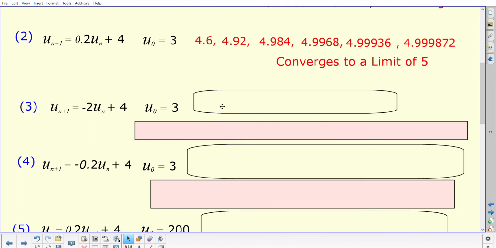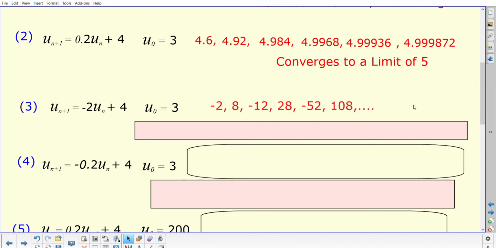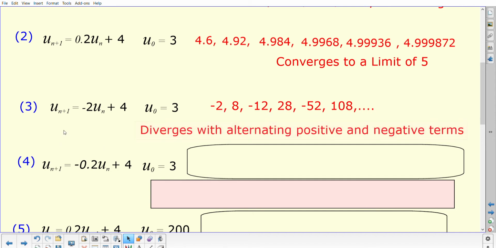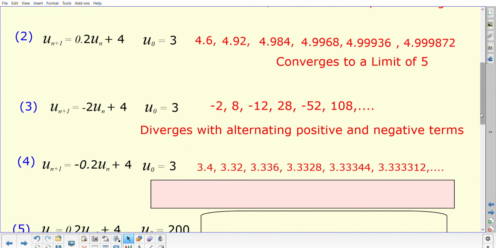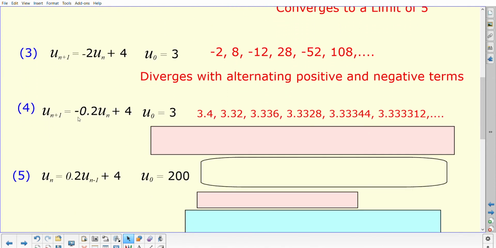Example 3 here. Notice this is a -2 that we've got here, and the values are getting bigger, but sometimes they're positive, sometimes negative, but both of them are getting bigger. So what we see is it's diverging with alternating positive and negative terms. The next sequence, like this one here, again has a negative value, but it's negative 0.2.